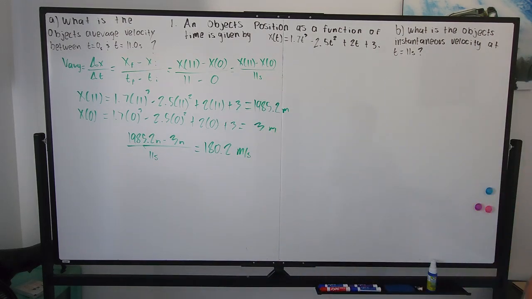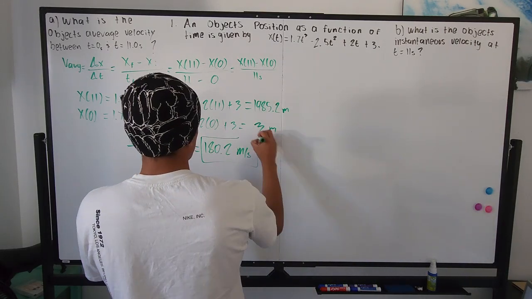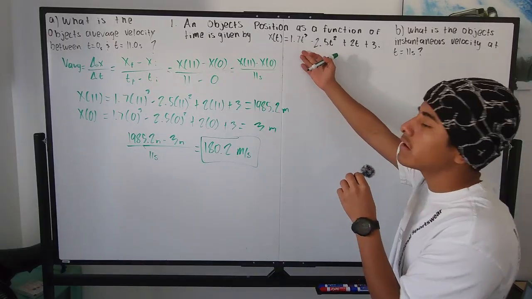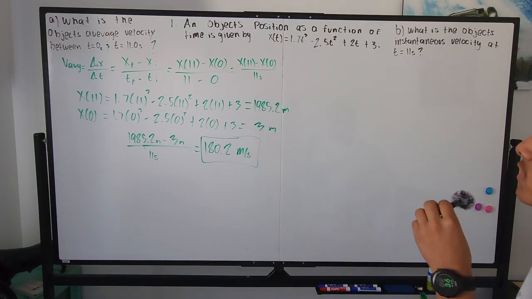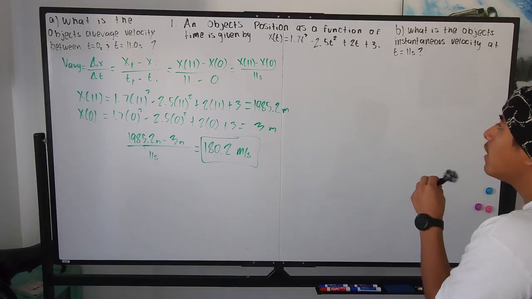Part B says, what is the object's instantaneous velocity at time equals 11 seconds? To get the instantaneous velocity, since we have this position function, all we're going to do is take the derivative of the position function to get our velocity function, and then just evaluate our velocity function at the given time.